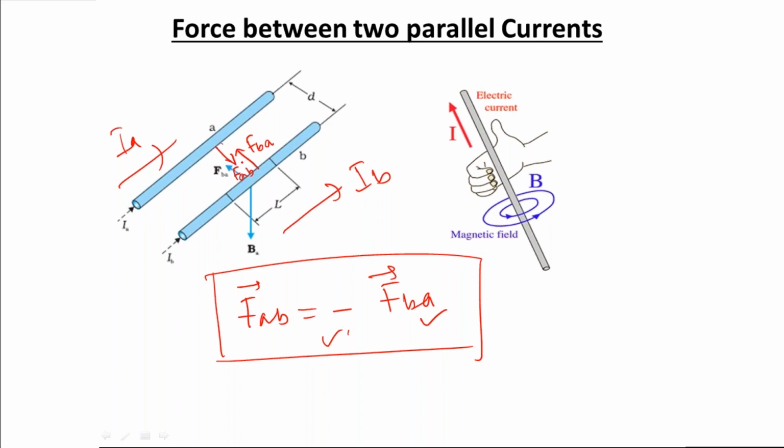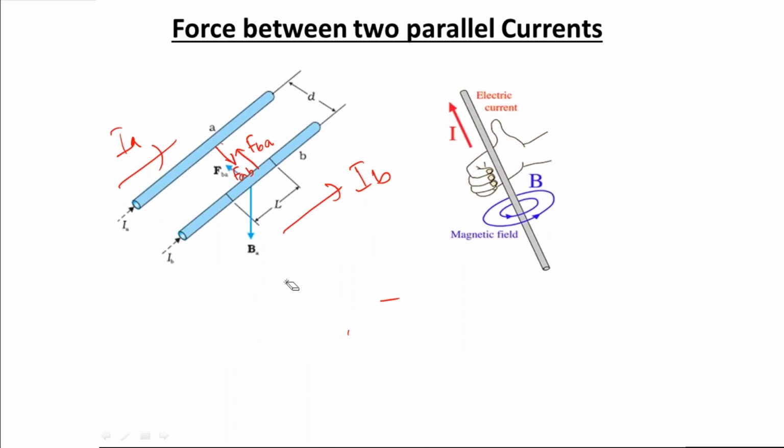Now what happens if the current is different in direction? You can just demonstrate it by yourself. I'll just give you a flavor of that. Just look here. Suppose the current I_B is flowing in this way. If the current is flowing in this way, the magnetic field on this will be in the direction of this. Now this is the I L, so I L will be in this way. Alright.